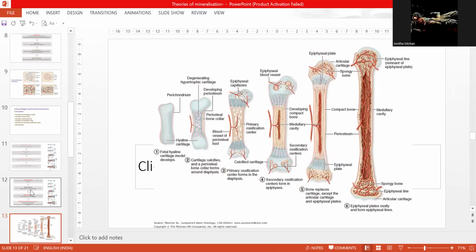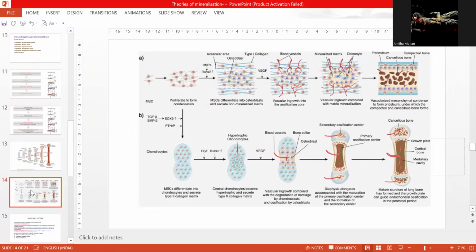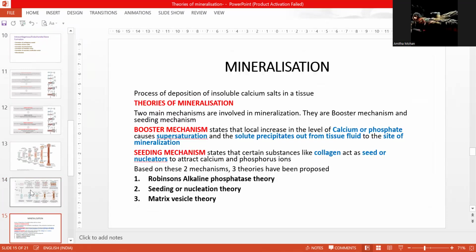So this is a picture showing the endochondral mode of ossification. This slide shows the two different modes of ossification: the intramembranous at the top portion, and the bottom part of the picture showing the endochondral mode of ossification.